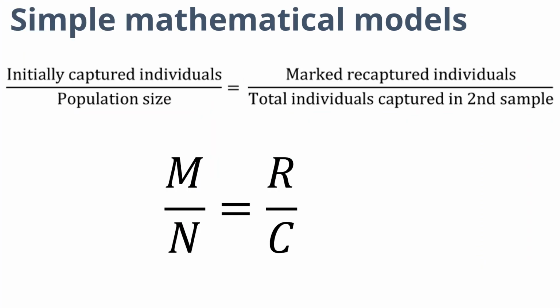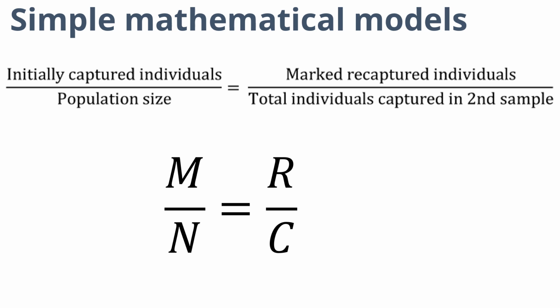We can estimate abundances using simple mathematical expressions, such as, in this case, the Lincoln-Peterson equation. Don't be intimidated by the math. We're going to break it down. And what this equation says is that if you know at least 3 variables, you can always calculate the fourth based on the values of those first 3.